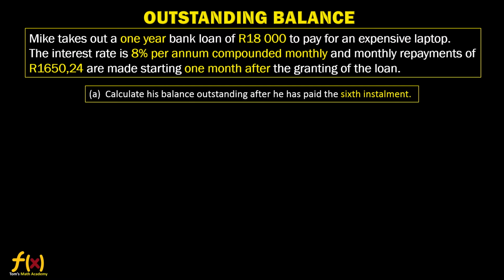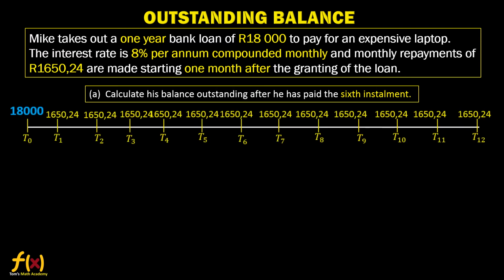Question A: calculate his balance outstanding after he has paid the 6th installment. How to calculate that? How many installments in total? The loan is for 1 year, that is 12 months. You can see on a timeline how the fixed amount is paid every month.